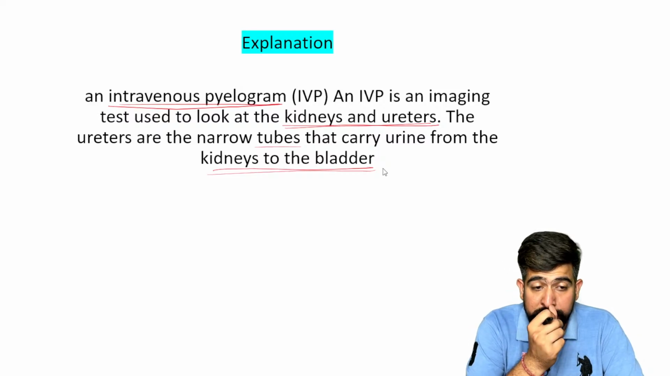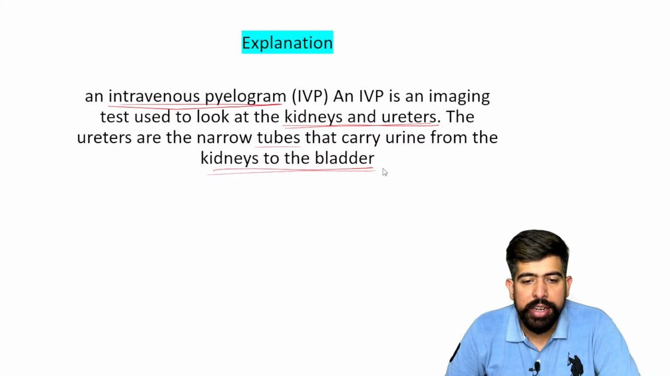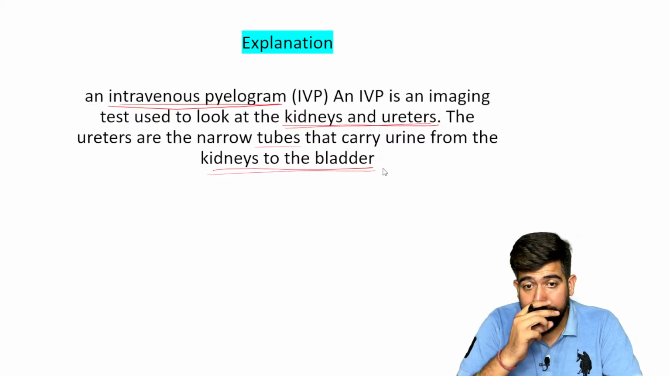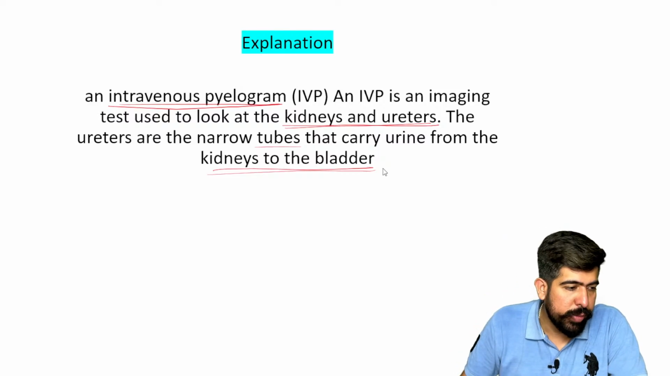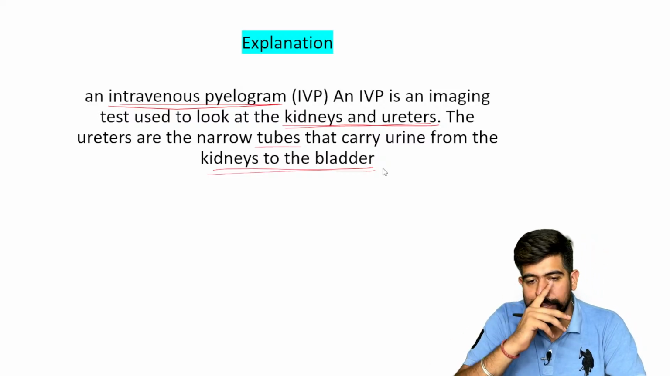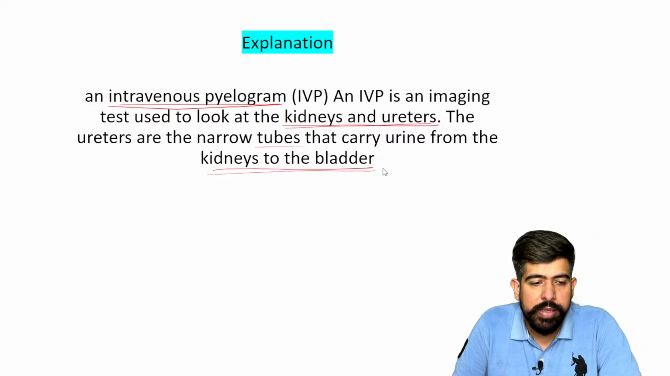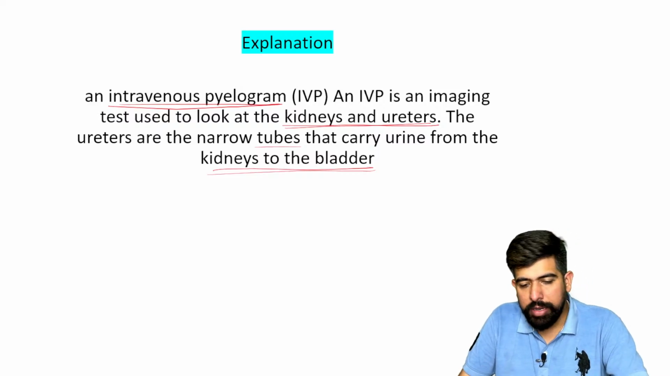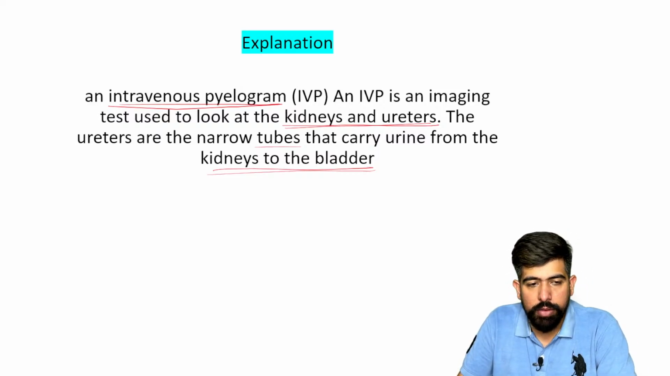In which conditions are we doing it? When we want to see the kidney, or maybe the ureters. Maybe there is a duplication of the ureter; yes, a double ureter can be possible over there. In such conditions, we are doing the intravenous pyelogram. Let's move forward.